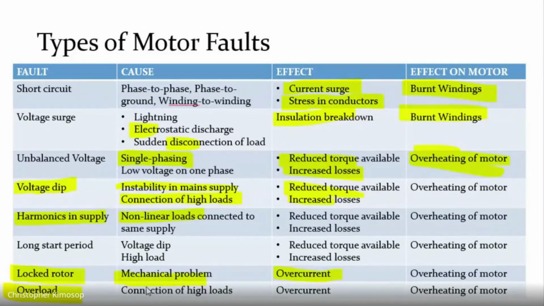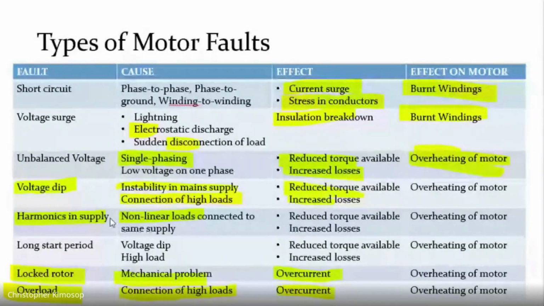Similarly, with connection of high loads for a long period of time, you will have overcurrent, and if the overcurrent runs for too long, the windings of the motor would fail because the ratings have been exceeded. Okay, so those are the types of faults, or the causes of the faults that we have.